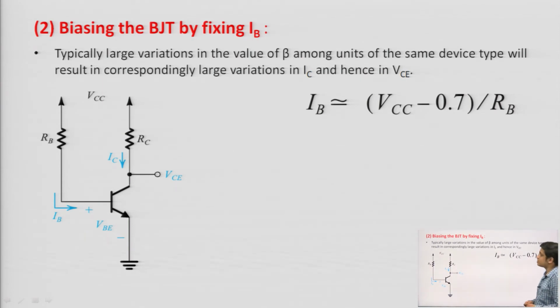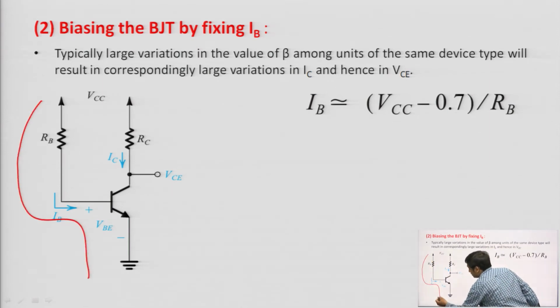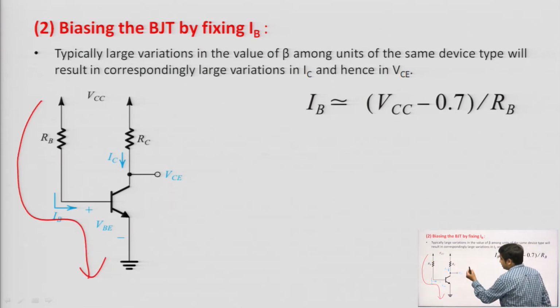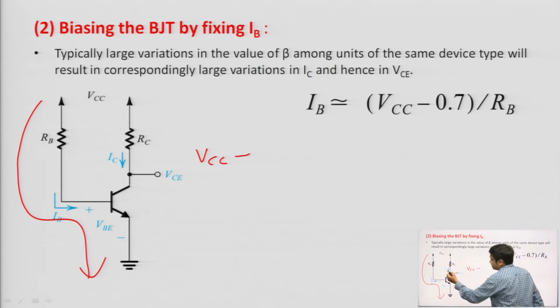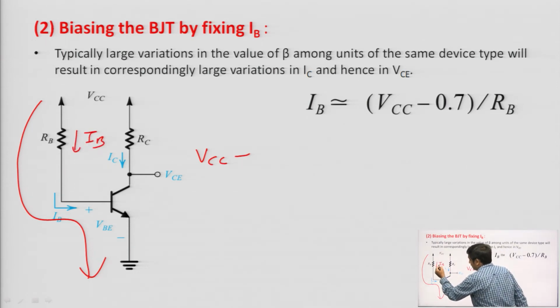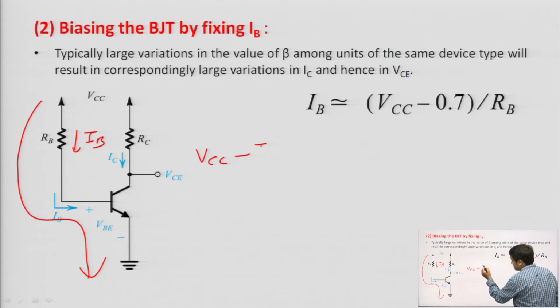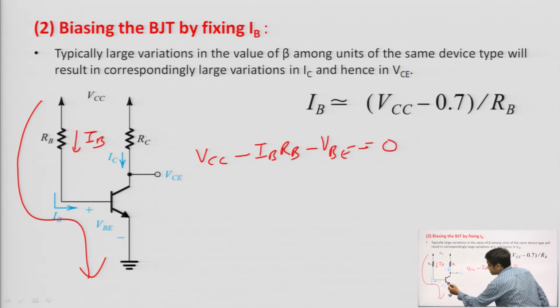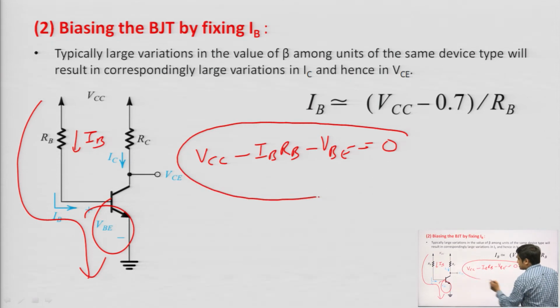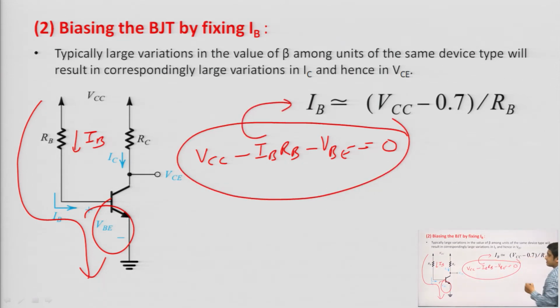Next one is biasing the BJT by fixing IB. Again we can find out the base current IB here, just apply Kirchhoff's voltage law, KVL. So, you will get VCC minus IB RB minus VBE is equal to 0, where IB is flowing through RB. So, from this equation you can find out this base current IB. Again you can see that RB is fixed, VCC is fixed, so IB is fixed.